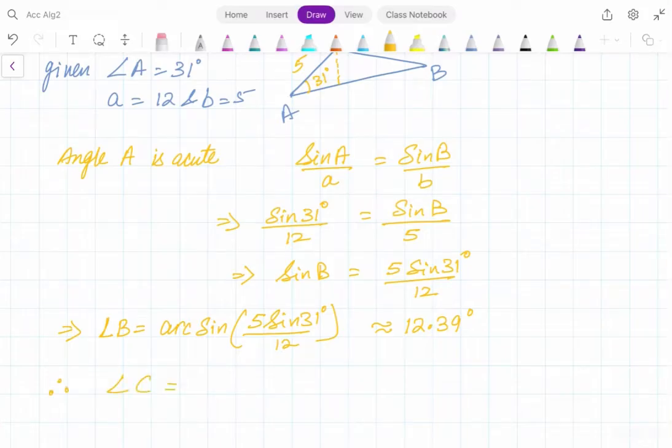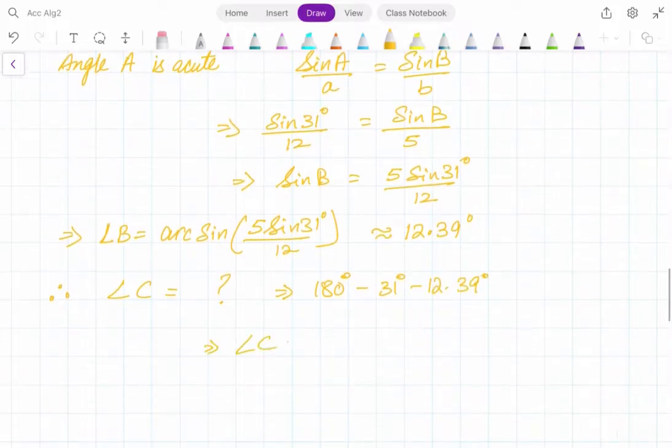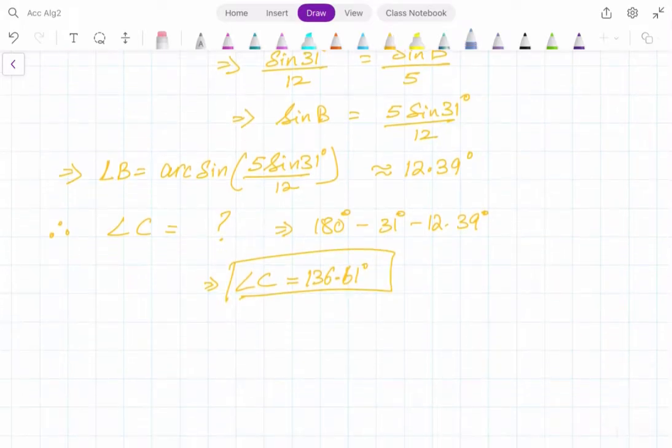So we have two angles. Can we find the third missing angle? What is the sum total of a triangle? The sum total of a triangle is 180 degrees. So all the information in, angle C will be equal to 136.61 degrees.